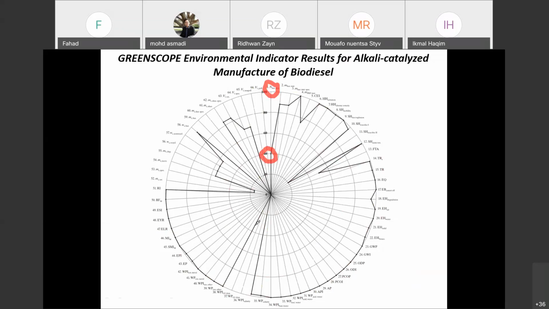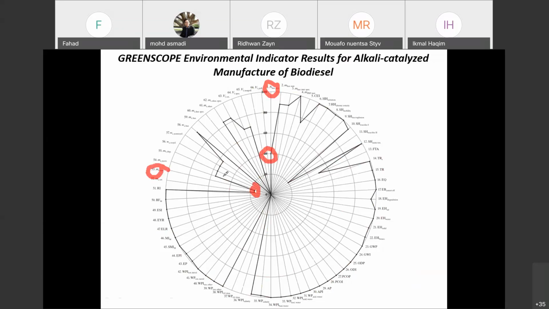This one is only 15%. A high ratio of the mass of solid waste to the mass of biodiesel product means that solid waste is also higher. Mostly the byproduct of the biodiesel is glycerol. But glycerol, we can actually convert it into another product. What else?